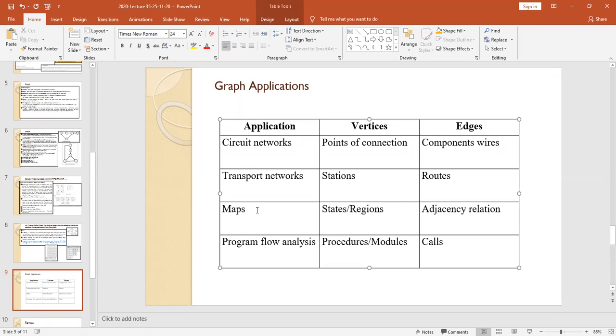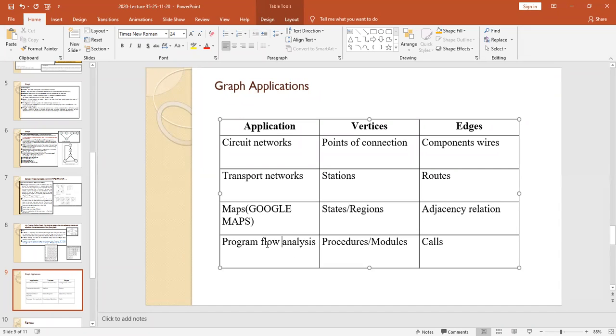Next you come to maps. Map means you are connecting from one location to another location. The example is Google Maps. In that, you can go from a source to a destination through n number of places. So what are the vertices? Places inside the state. And the distance between two places, we call it an edge. So that is the adjacency relation.